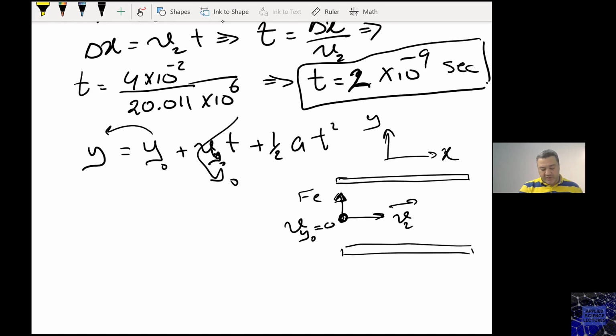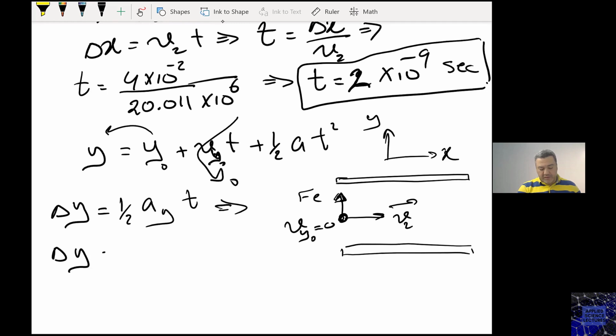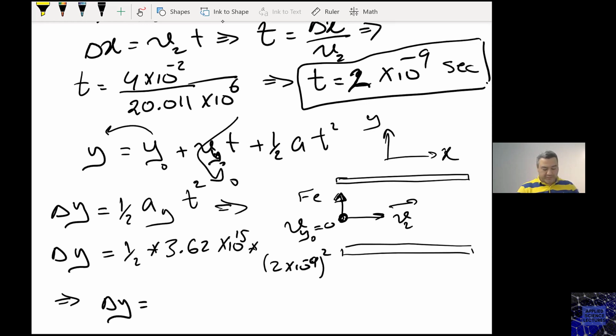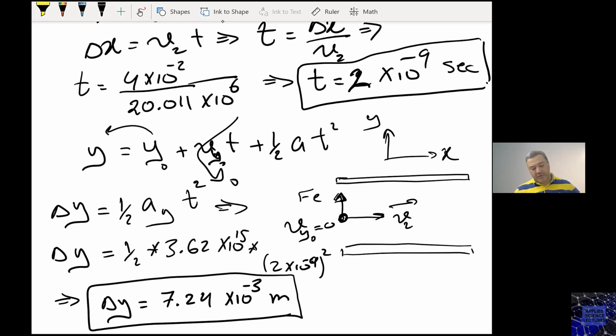So if I take y naught to the other side, it becomes delta y equals to half a y t. I need delta y, which is half times a, 3.62, 10 to the power 15, times 2 power minus 9 squared. In this case, delta y as 7.24, 10 to the power minus 3 meters. Any question about this problem?